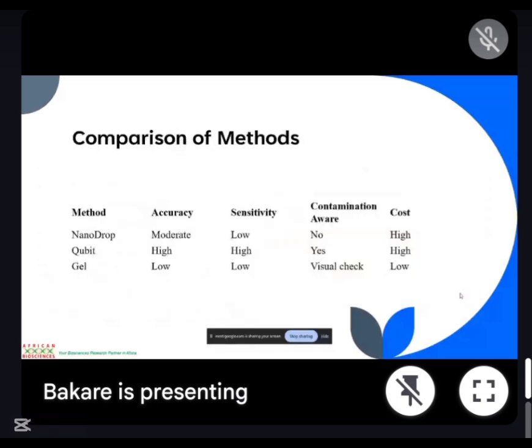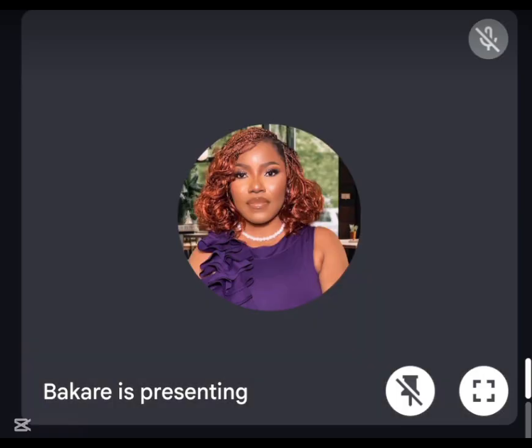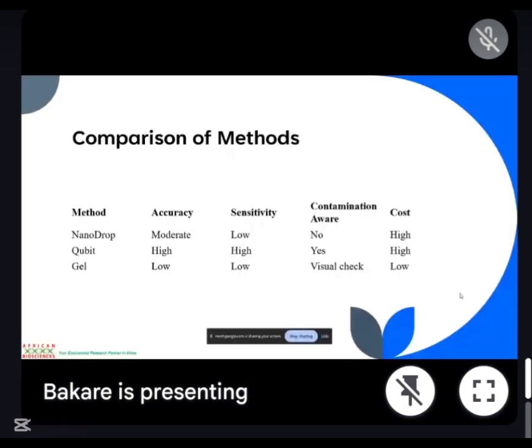So for the methods, we have the nanodrop, the Qubit, and the gel. The accuracy: nanodrop is moderate, Qubit is high. Gel tells us about the integrity, not the concentration or yield. For sensitivity, Qubit is high. For cost, nanodrop is expensive, and Qubit is more expensive than nanodrop. But gel, just get your agarose powder and prepare your gel. You are very good to go. So that is the comparison of the methods.